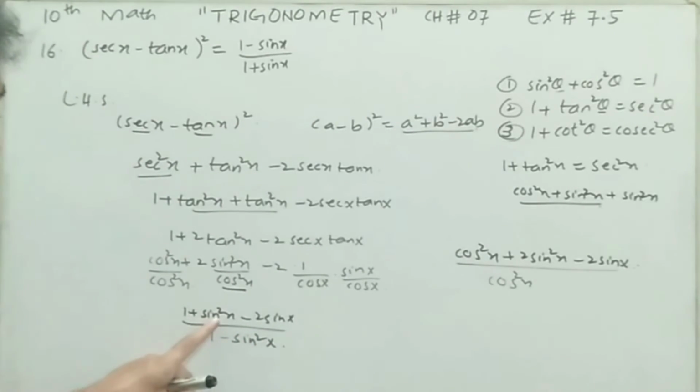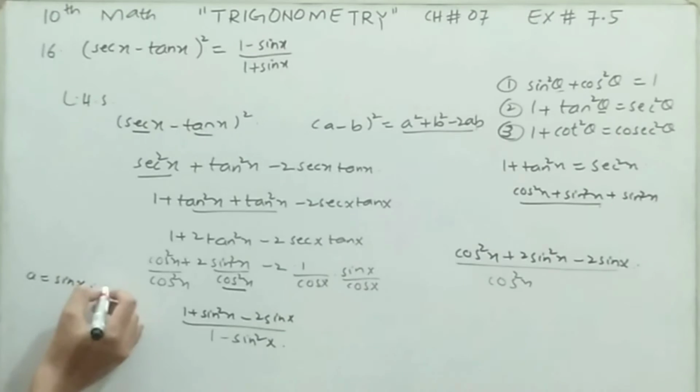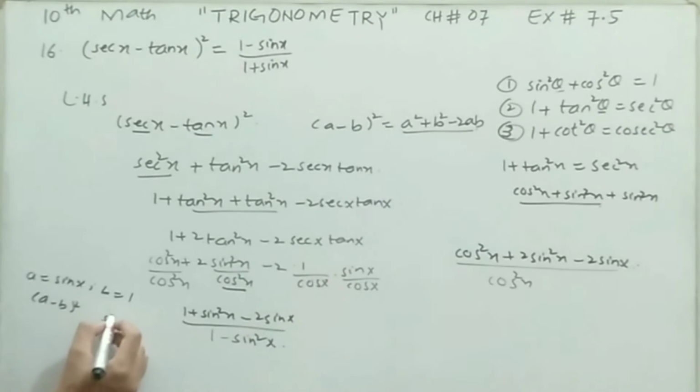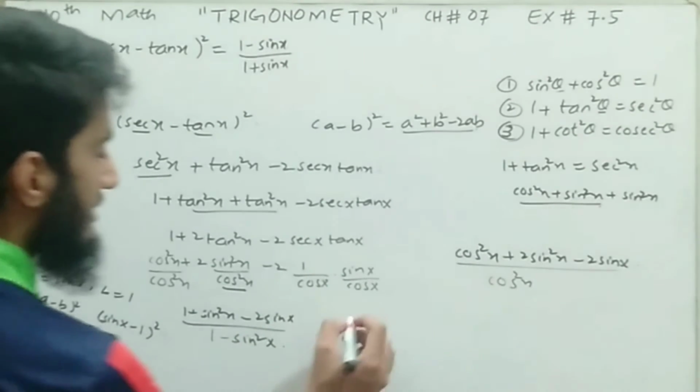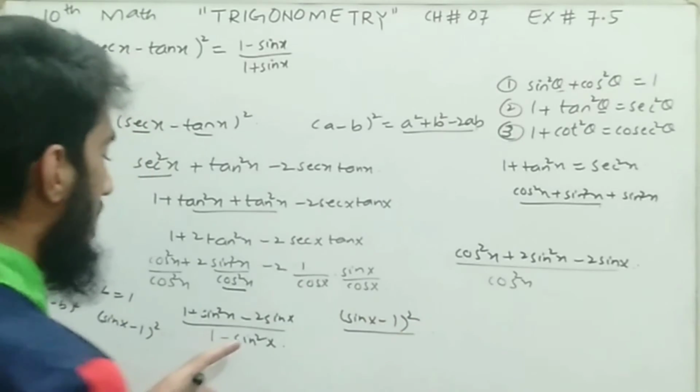Over here, using the formula a minus b whole square, let's suppose a is sin x and b is 1. So it is equal to a minus b whole square, because a is sin x and b is 1, so we get sin square x plus 1 minus 2 times sin x. So we can write it as sin x minus 1 whole square in the numerator, divided by 1 minus sin square x.